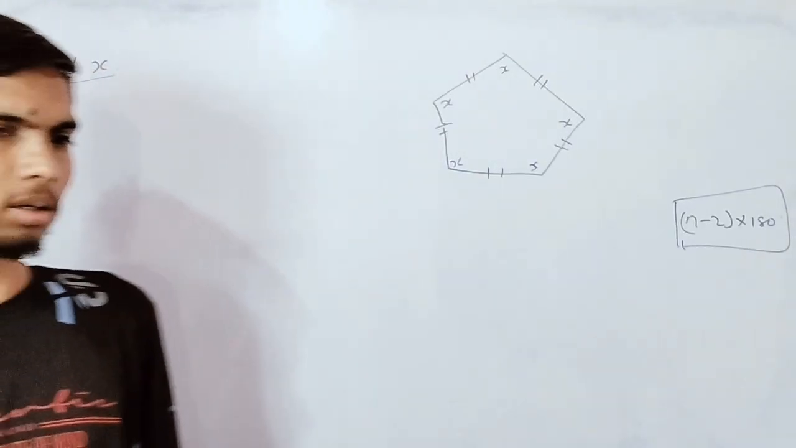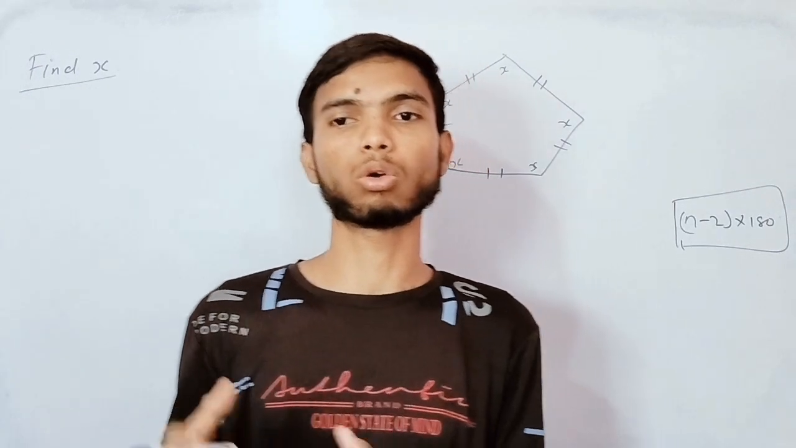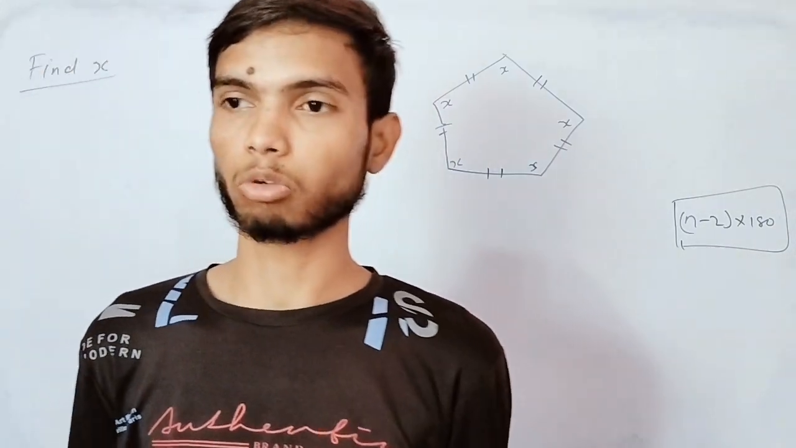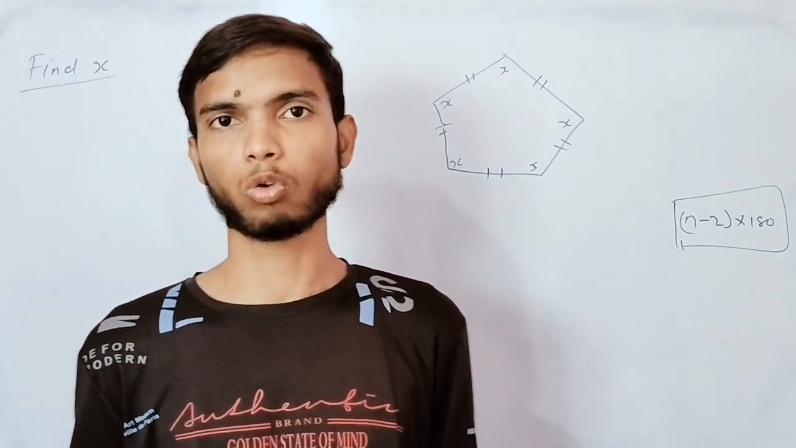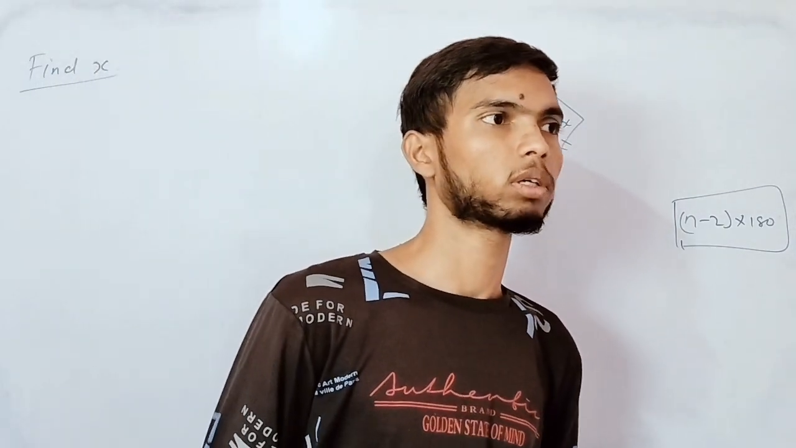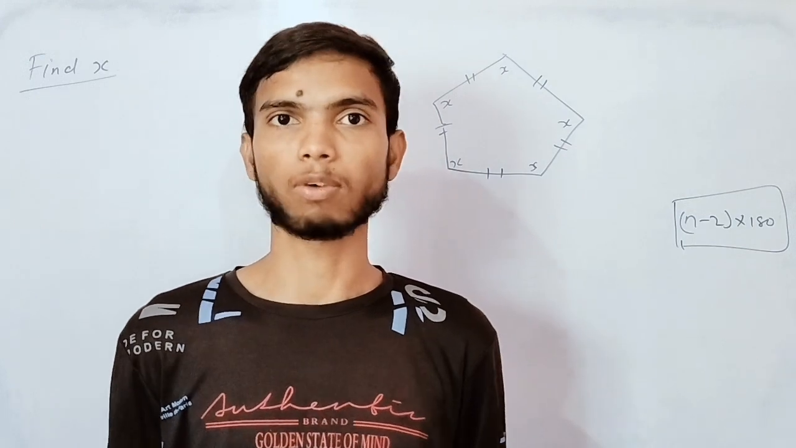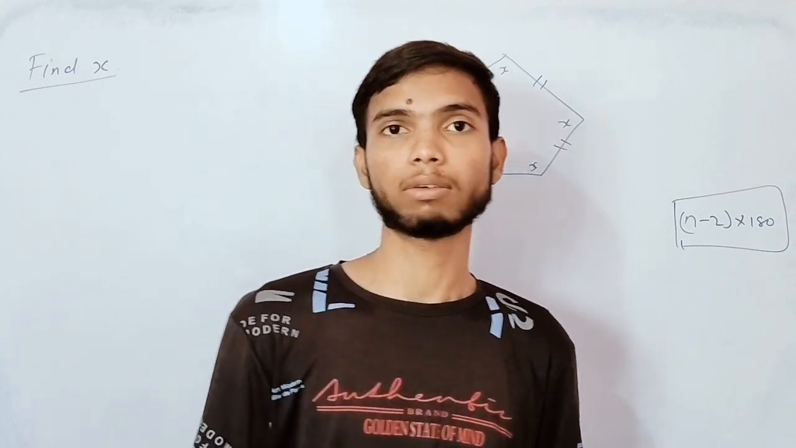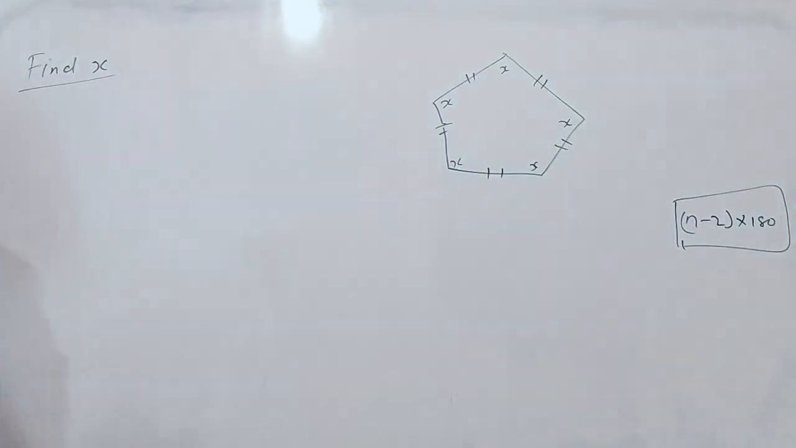The formula will be n minus 2 into 180. It will be for those polygons which are above quadrilateral. For a quadrilateral, we can use this formula, n minus 2 into 180 degrees. It means you can take any kind of polygon, in which the polygon should have sides.